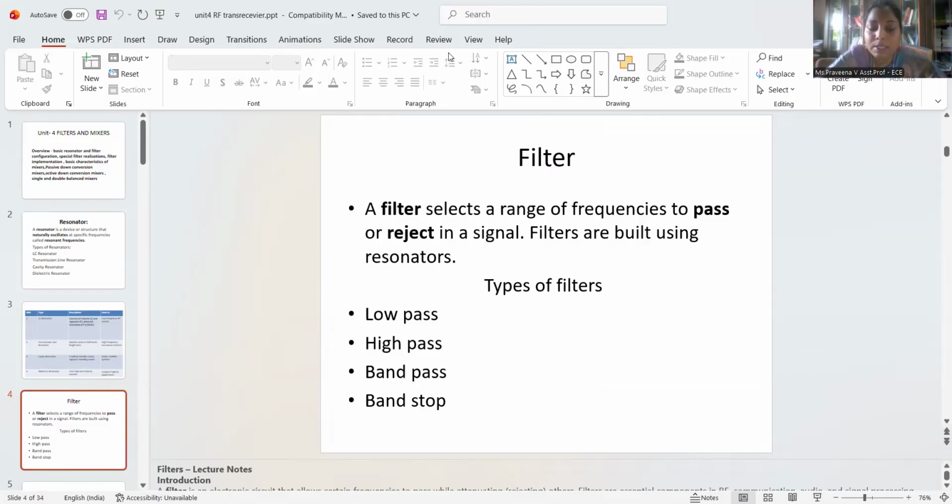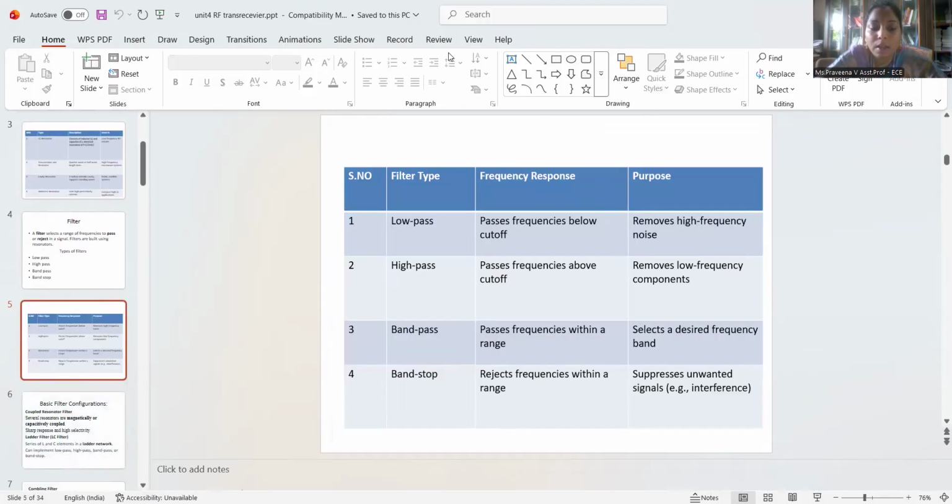Where the filters are used: we use filters for channel selection in wireless communication systems, and they reduce the noise, right? So that is the main concept of filters. And these are the different types of filters. We have already seen that, right?